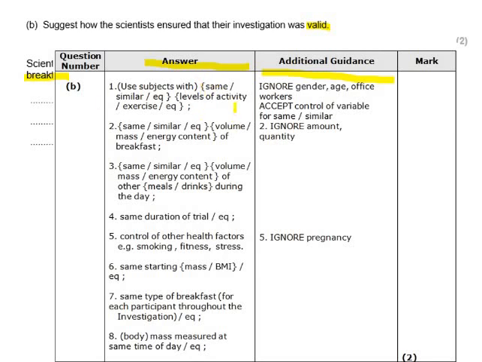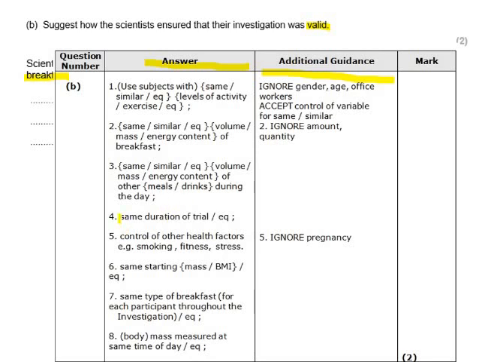For example, using participants with the same or similar levels of activity or exercise, using the same or similar volume of breakfast. If you said amount or quantity, that does not get you a mark. Using the same volume of meals or drinks during the day, something other than breakfast. There's no point doing an experiment where everyone's eating porridge for breakfast, but then they eat whatever they want for the rest of the day, because you can't be sure that it was the breakfast that's changing the BMI.